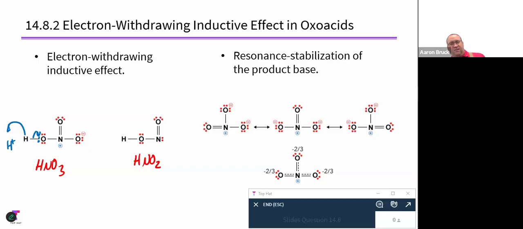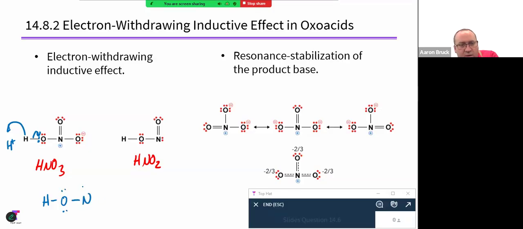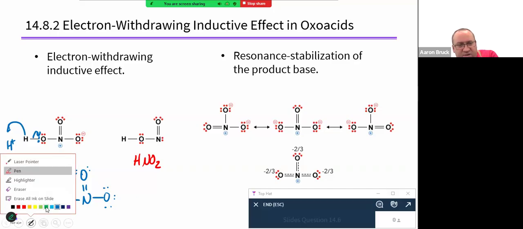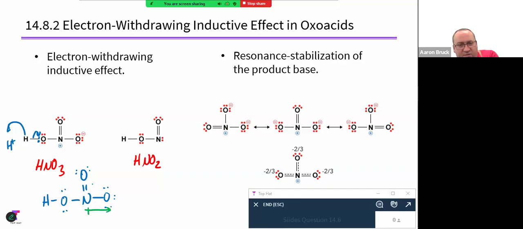But the other way that we can look at it is this. If this is the bond that I'm seeking to break, this OH bond, what the inductive effect says is that these oxygens, because of their electronegativity, are going to pull electrons away from the nitrogen, which is going to in turn pull electrons away from here. So all the electrons are going to be moving toward these oxygens here, and that's going to make this bond weaker.